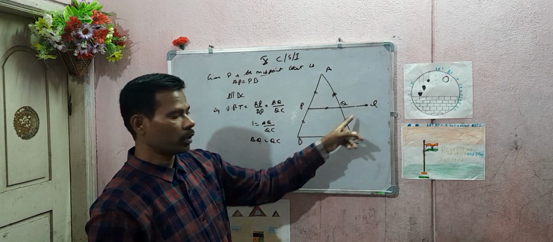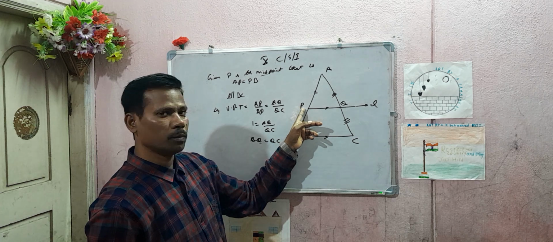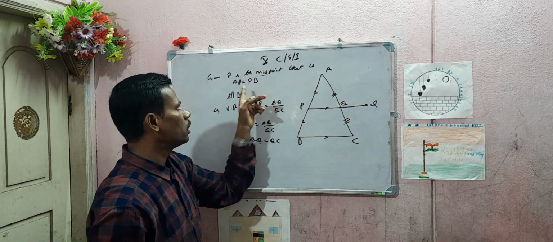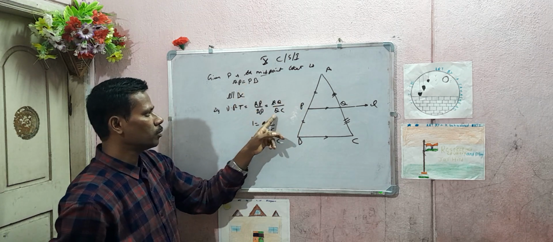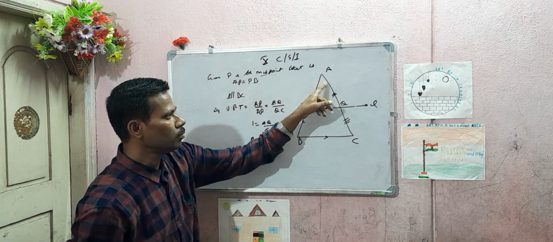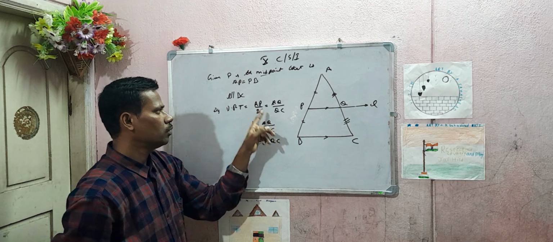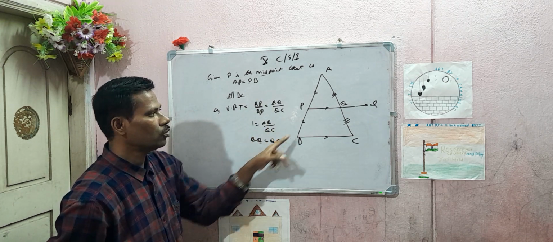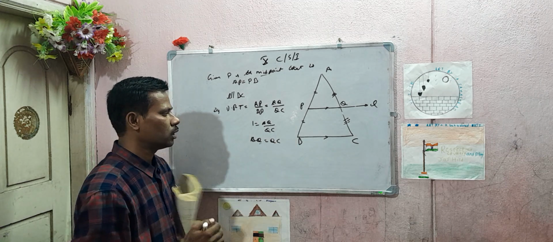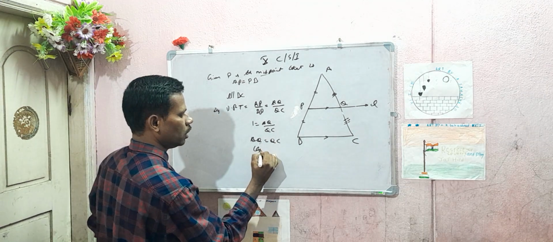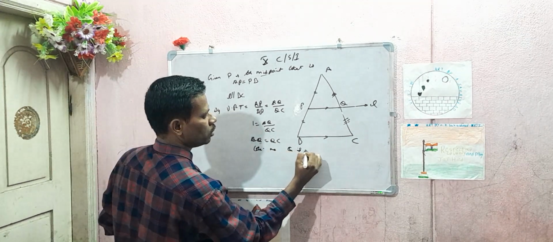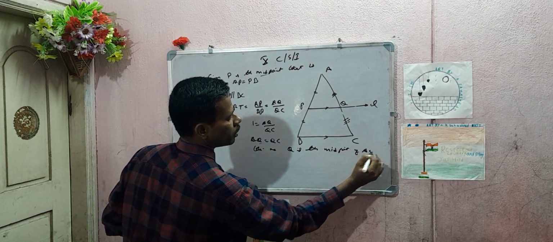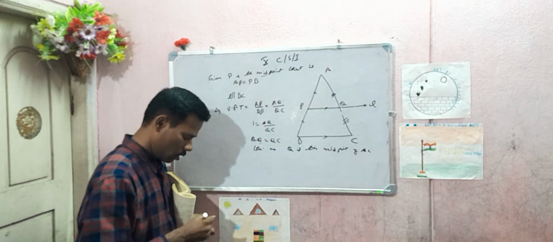Prove that the line is drawn parallel to one side of a triangle and only P is the midpoint given. Now he is asking, prove that Q is the midpoint. Simple. I use the basic proportionality theorem, AP by PB, because this line is parallel to this one. AP by PB is nothing but 1, which is equal to AQ by QC. Now AQ is equal to QC, that means Q is the midpoint of AC. That's it. Next, another problem.